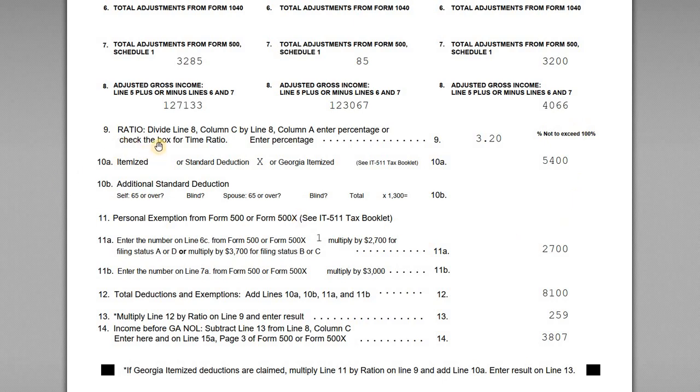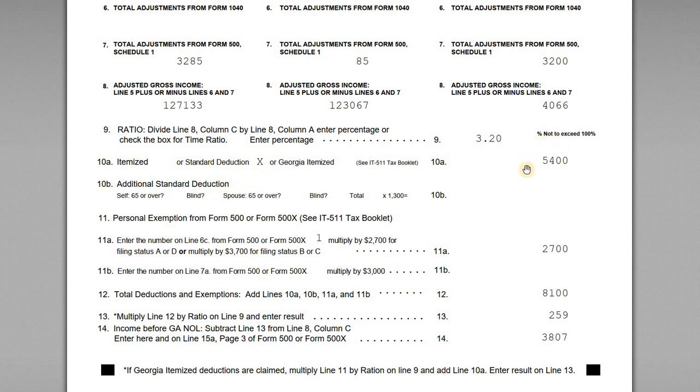So on line 9 here, the ratio, it's asking us to divide line 8, column C, by line 8, column A, and then enter the percentage here. So divide 4,066, and you've got 3.2%. So think of it in terms of, of our total income here, 3.2% is going to be Georgia's source, right? So we've got 3.2%.